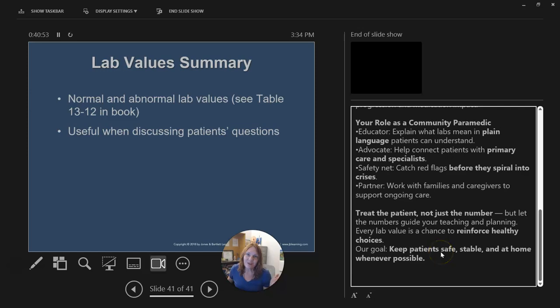Treat the patient, not just the monitor, but let the numbers guide your teaching and your planning. Every lab value is a chance to reinforce healthy choices for your patient. Our goal, keep the patient safe, stable, and at home whenever possible. That's all I got for lab values. I know it was a lot.